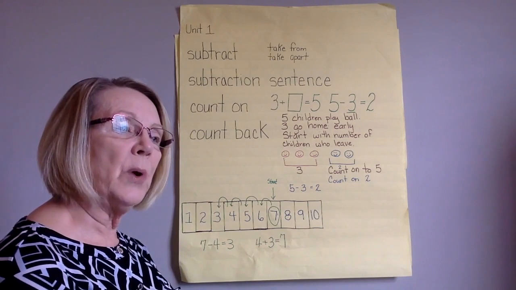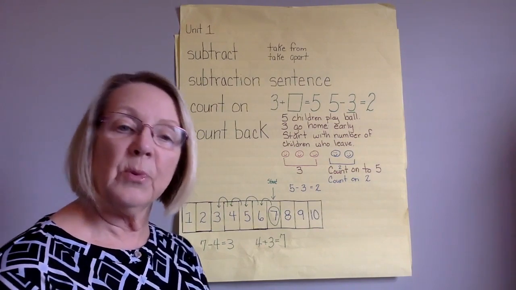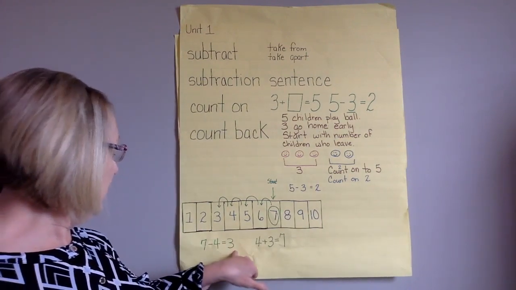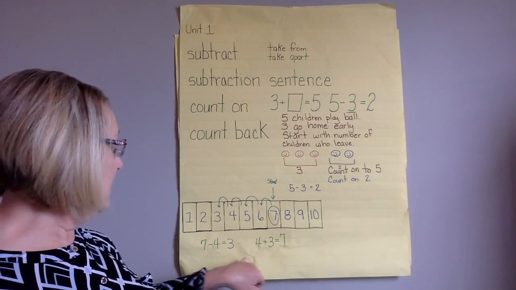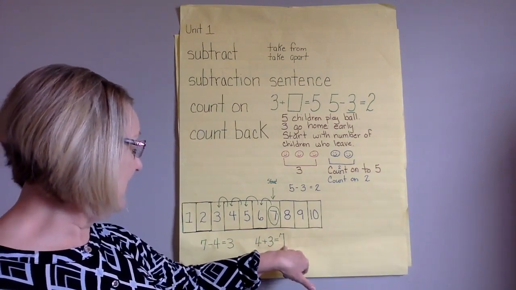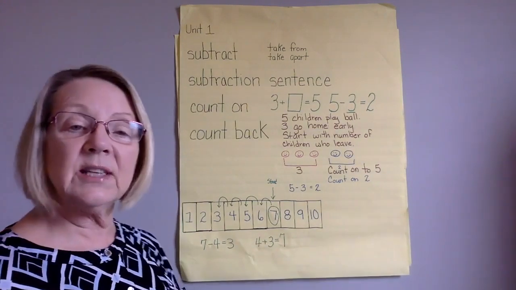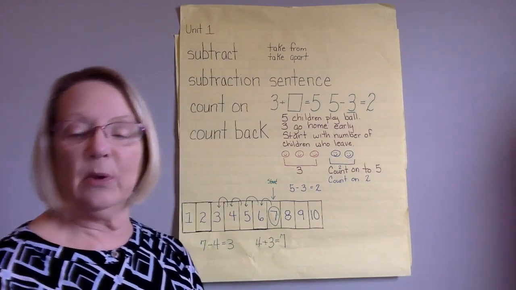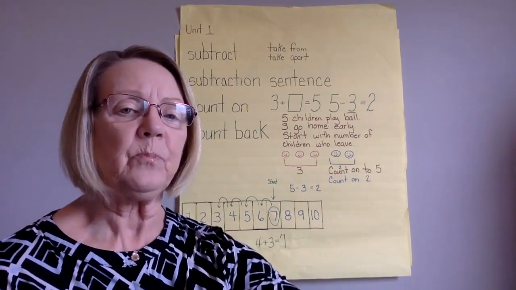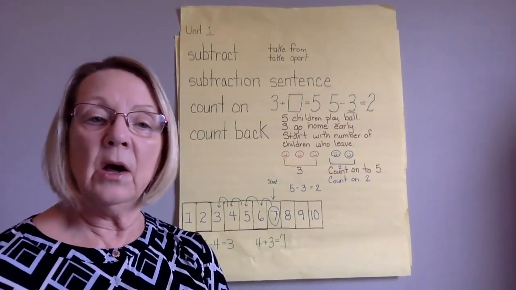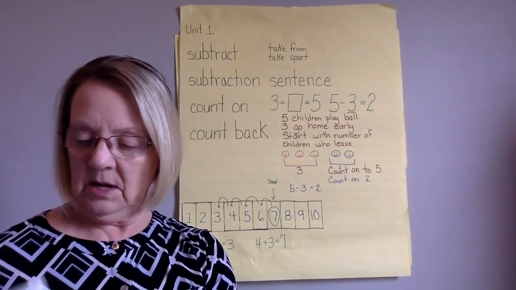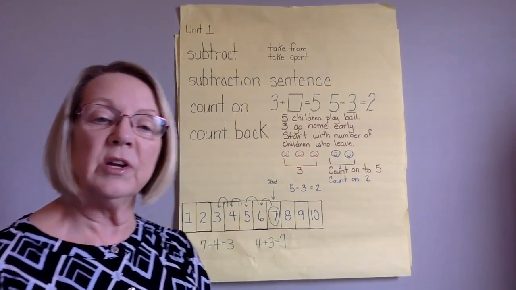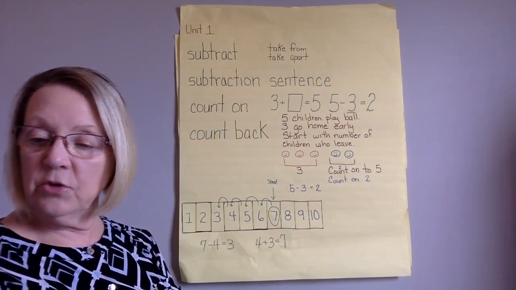Okay, I know you also probably worked on your number families where we said 7 minus 4 is 3, 7 minus 3 is 4, 4 plus 3 is 7, 3 plus 4 is 7. So we know that we can add and subtract using number families as well. All right, boys and girls, that's just kind of a brief summary of what we've been learning all along in the first unit.